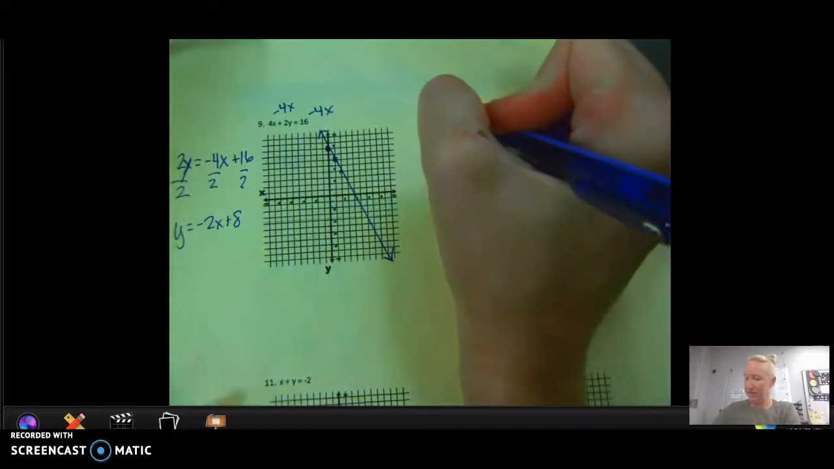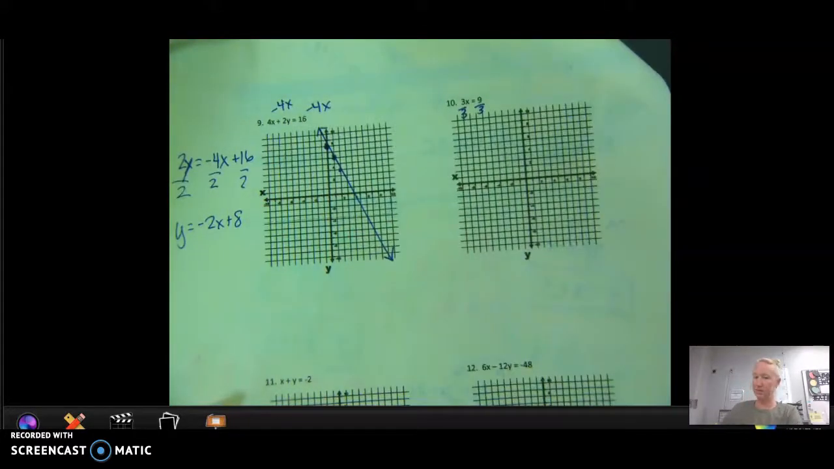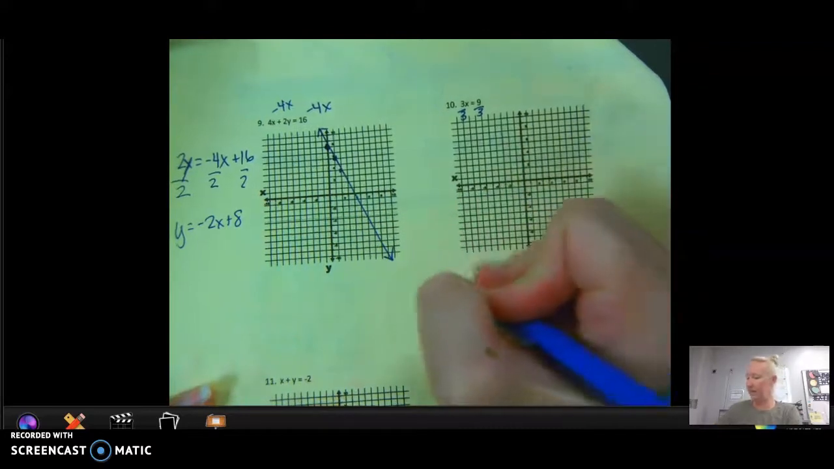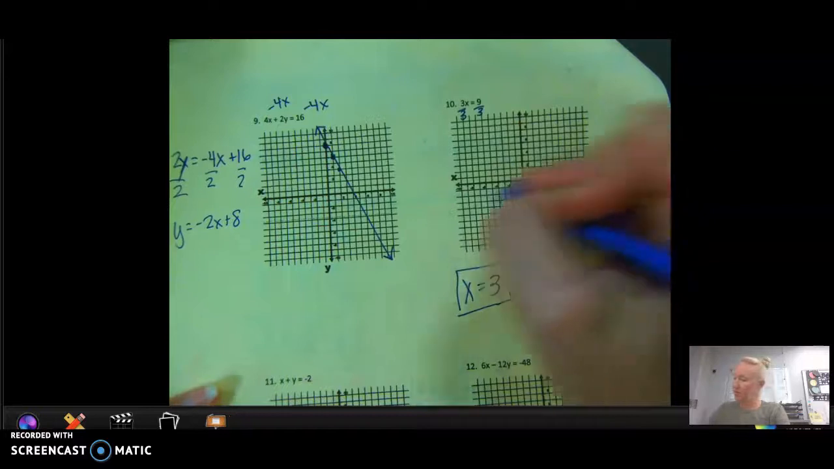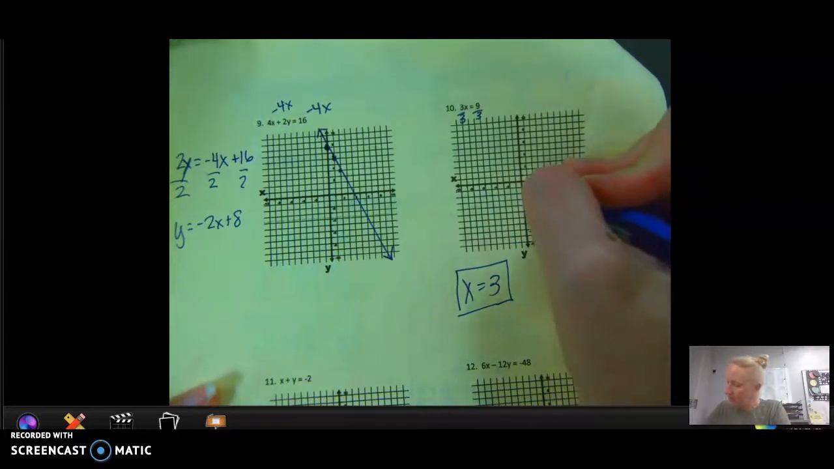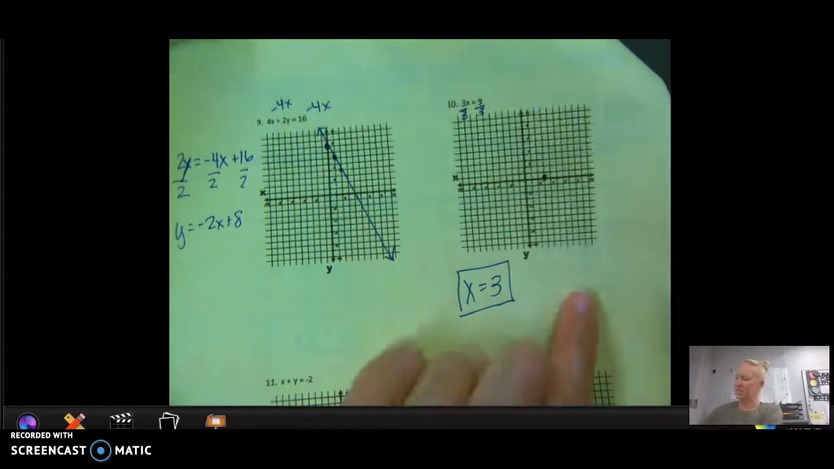Here I'm going to get x by itself, so this one's a little bit different. There's no y here. So when I do that, I get x equals 3. So this is an x equals line, so I'm going to go to where x does equal 3. X equals 3 right here. Where else does x equal 3?